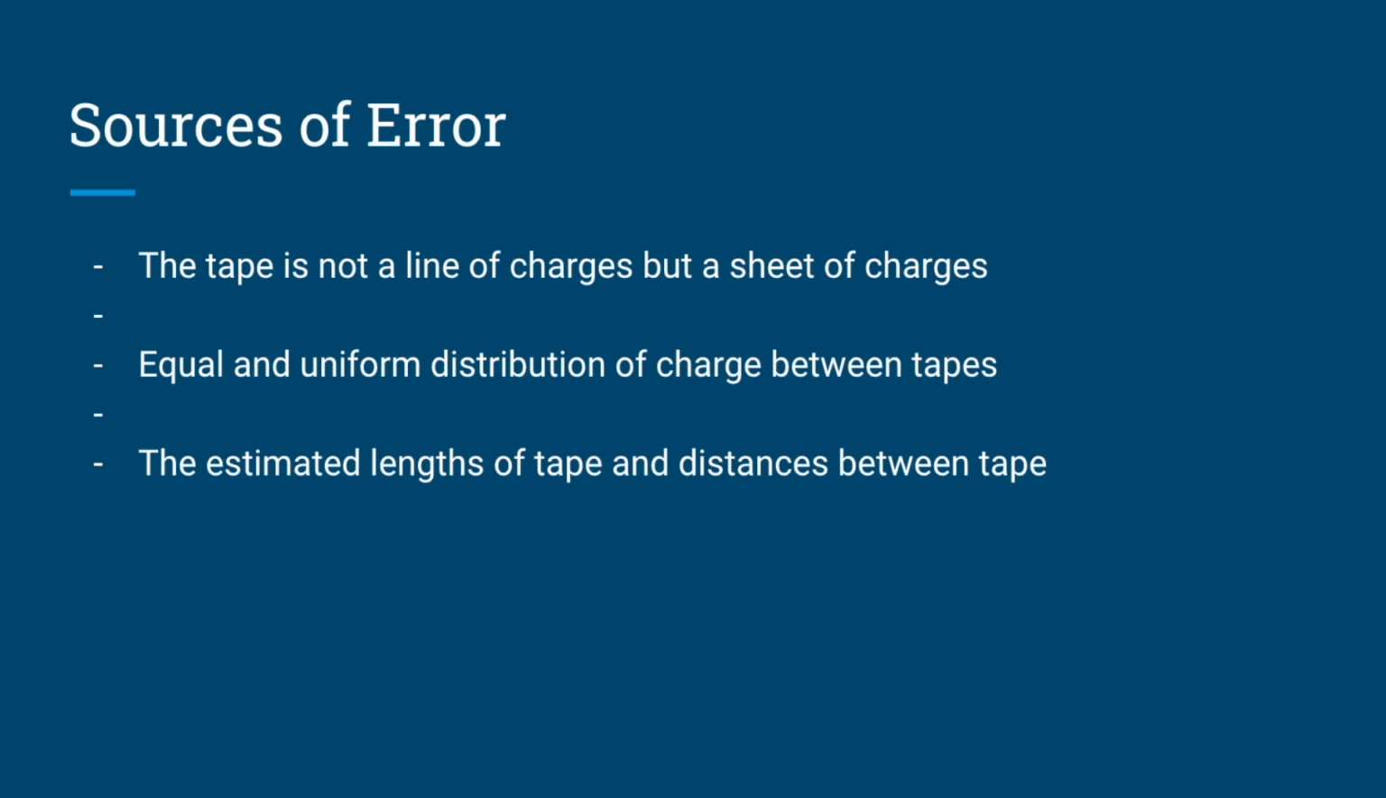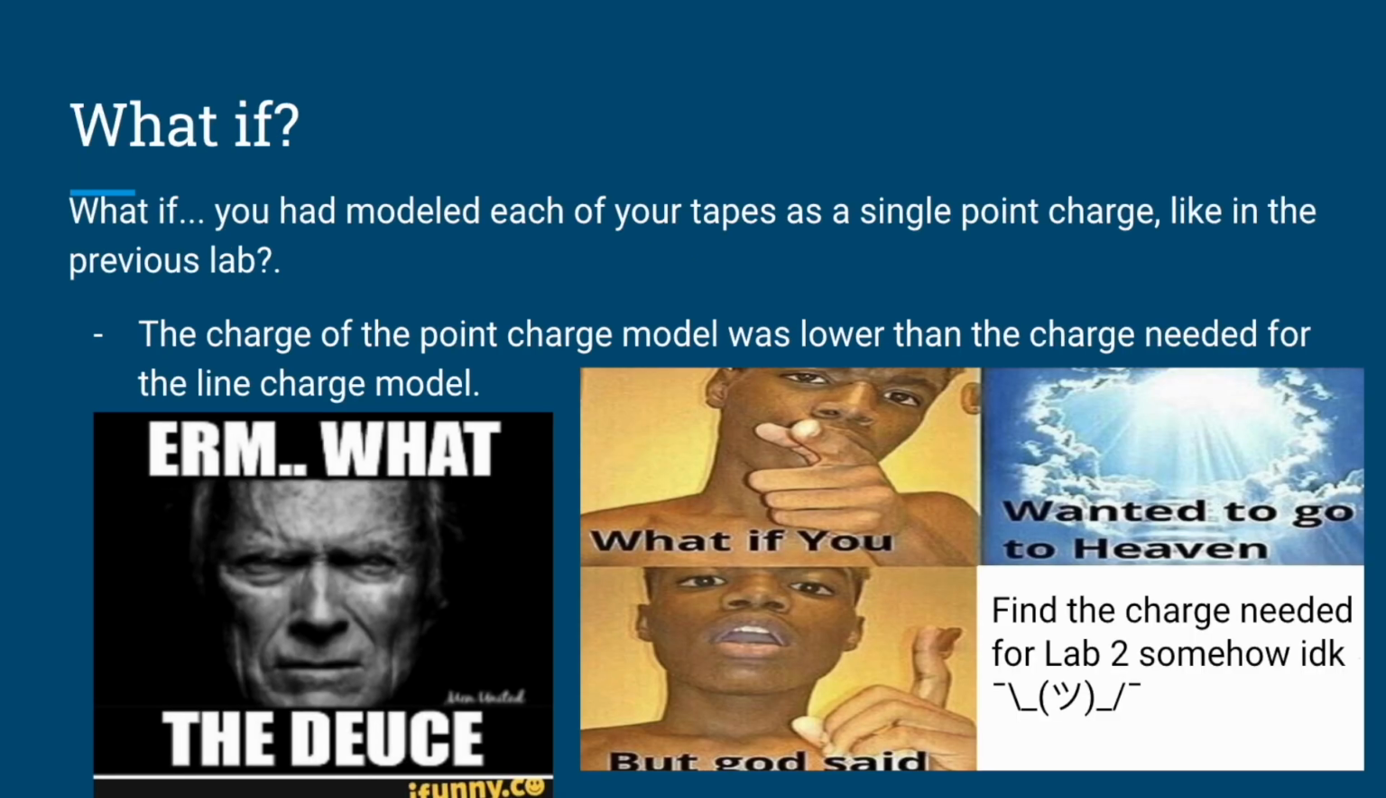The sources of error are that the tape is not a line of charges, but a sheet of charges, so our model isn't quite accurate. Also, the tapes aren't necessarily equal in charge, and the charges aren't necessarily uniformly distributed. And the lengths of the tape were estimated, as well as the distance between the tapes when gravity was canceled out. So what if, as previously stated, in the previous model less charge was needed than in this model to make the top tape float?